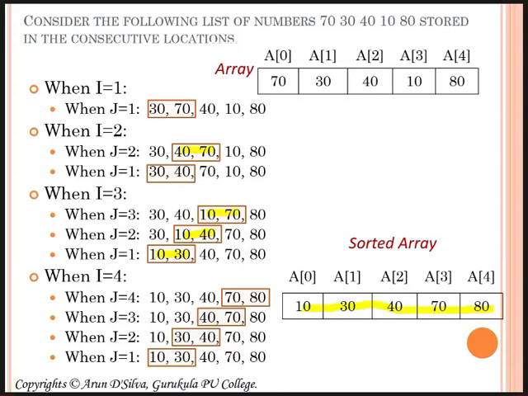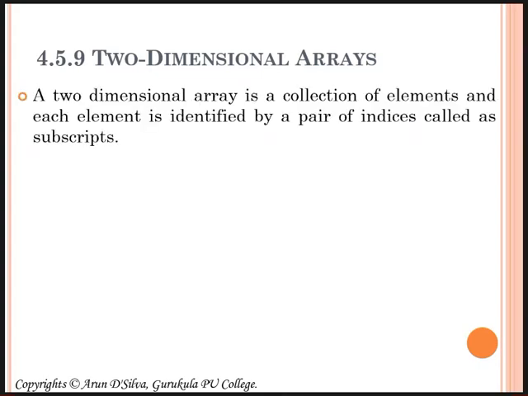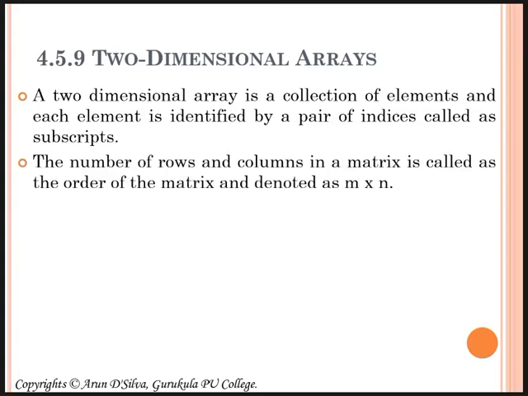Moving forward, let us deal with the two-dimensional arrays. A two-dimensional array is a collection of elements identified by a pair of indices called subscripts. The number of rows and columns in a matrix is called the order of the matrix and denoted as m cross n. Let me show you the representation of a two-dimensional array in memory.